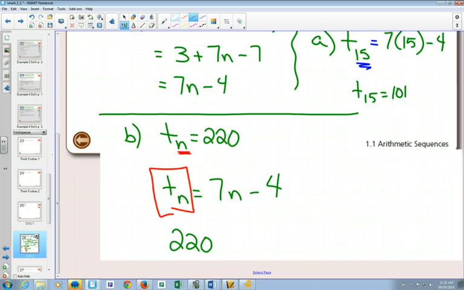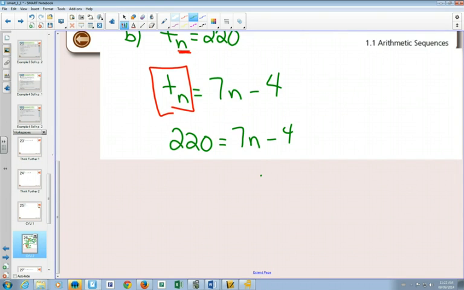This is probably one of the hardest abstract concepts in this unit: even though we don't know n, we do know Tn. We know the term, we just don't know which number it is. I put 220 in for that, and that leaves me with an equation where the only thing I don't know is n. Use your algebra skills. How do you get n by itself? Add 4 to both sides. Then divide by 7.